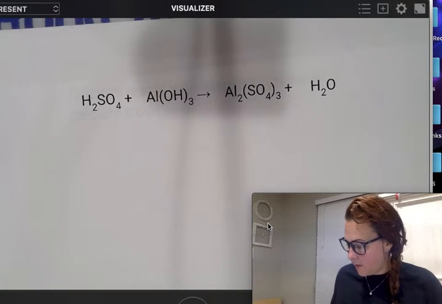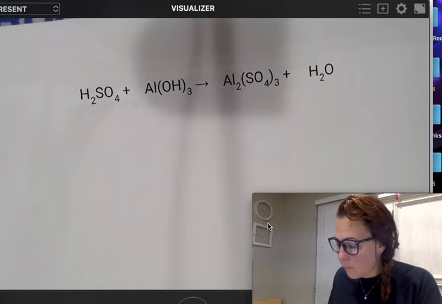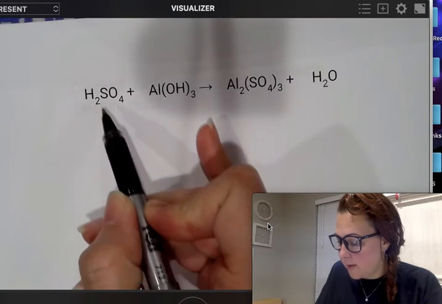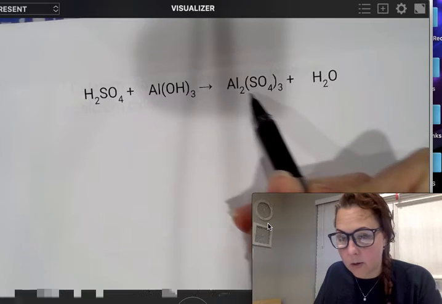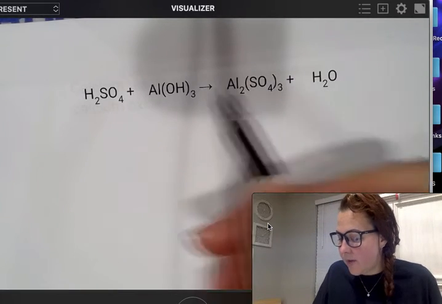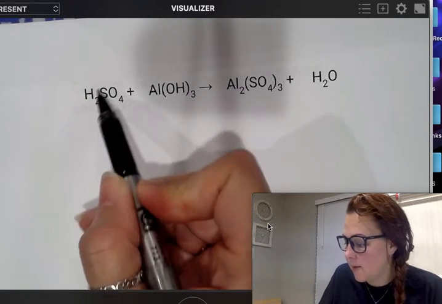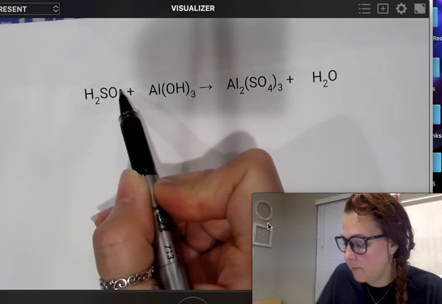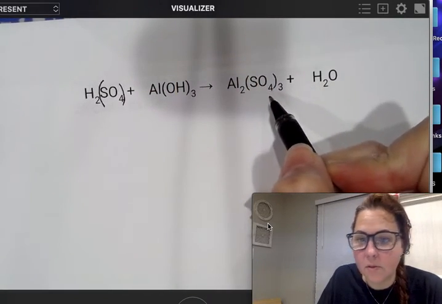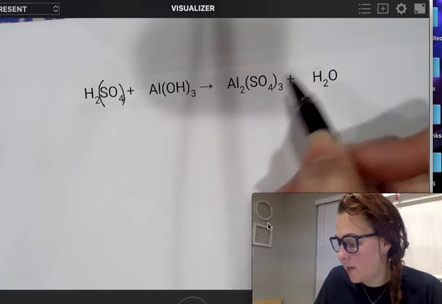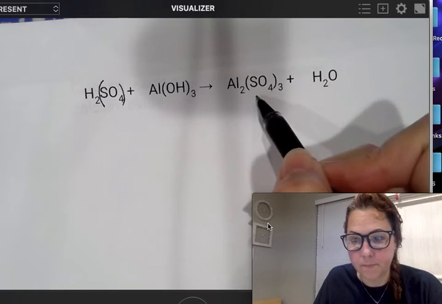Now I do have 2 more examples here. I have sulfuric acid and aluminum hydroxide. We are making aluminum sulfate and water. So in this one, I have H2SO4. SO4 is a polyatomic ion. It also appears over here. So in my inventory, I'm going to keep it as SO4.